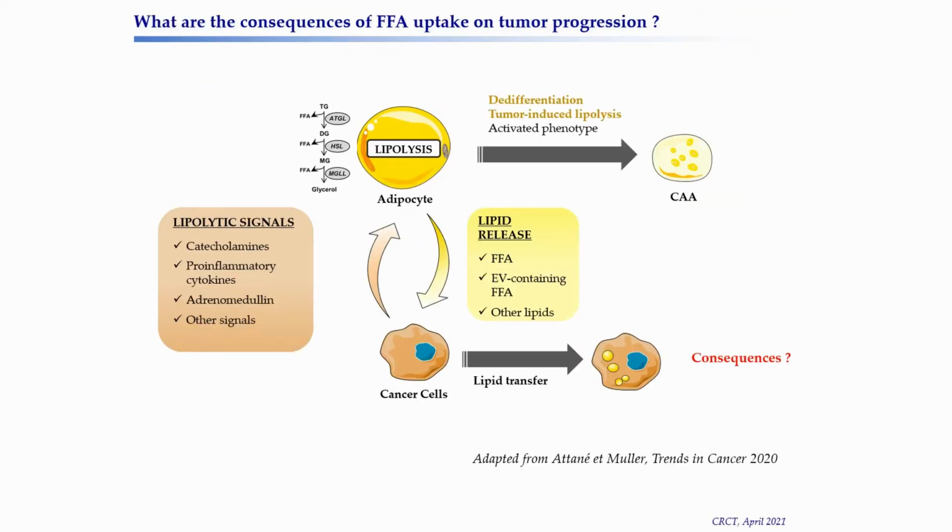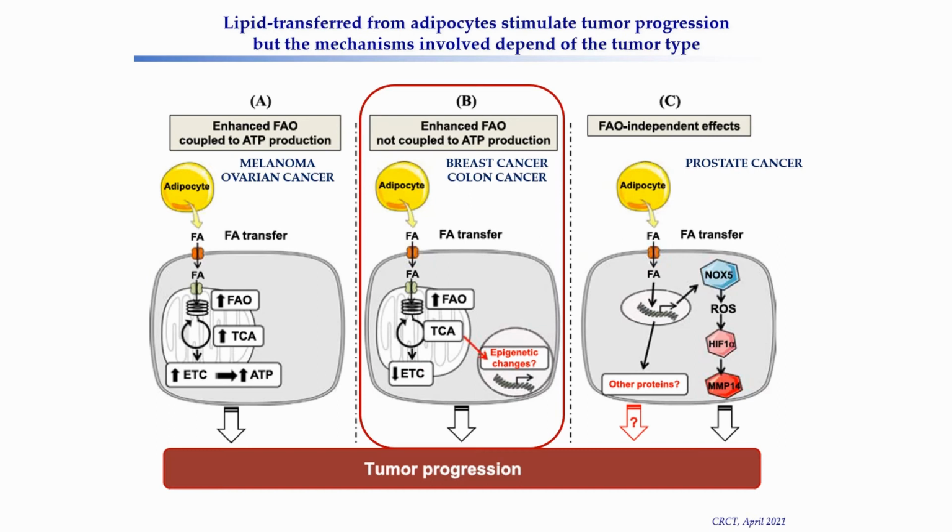So the next question: you liberate free fatty acid, they accumulate free fatty acid within the lipid droplet. What is the consequence? Is there an effect on tumor progression? And again, I think it is very important, for me it's really important, to look at different adipose depots, look at different types of cancer, and be careful that it is totally impossible to make a general assessment, a general conclusion. When you look at what has been done, there is lipid transfer from adipocytes into cancer cells. They stimulate tumor progression, but clearly the mechanism involved depends on the tumor type.